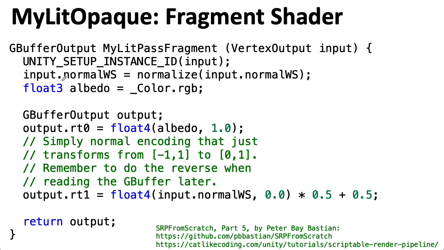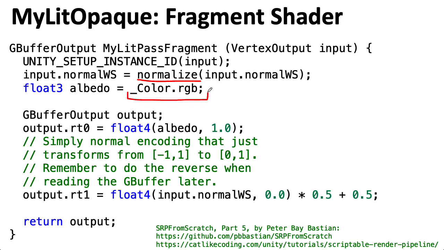We start with this bit of Unity magic, this Unity setup instance ID. This has to do with GPU instancing. You can take it on faith. We have normal information coming in. That's interpolated, and there's no guarantee that's going to be normalized, and in fact, it probably won't be, so we need to normalize it. For the albedo, we're just going to use the color that's set in the inspector.